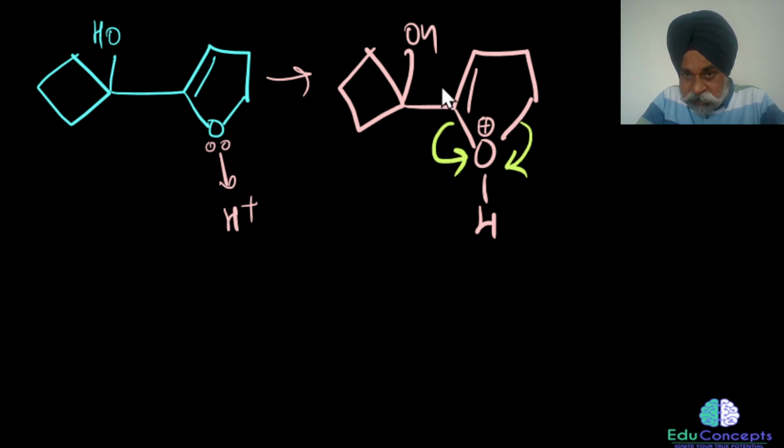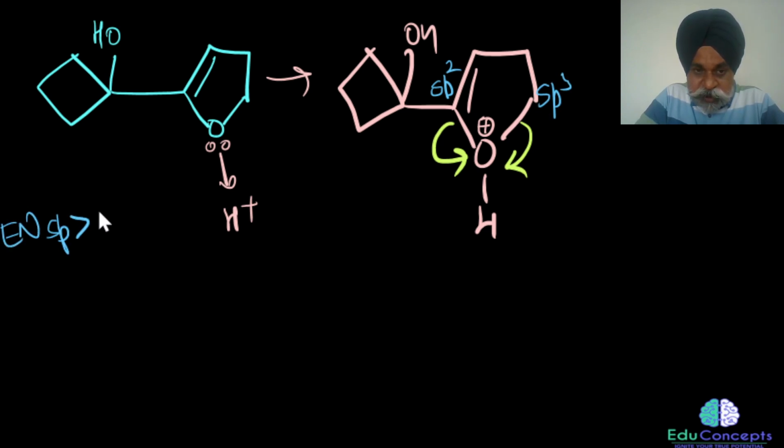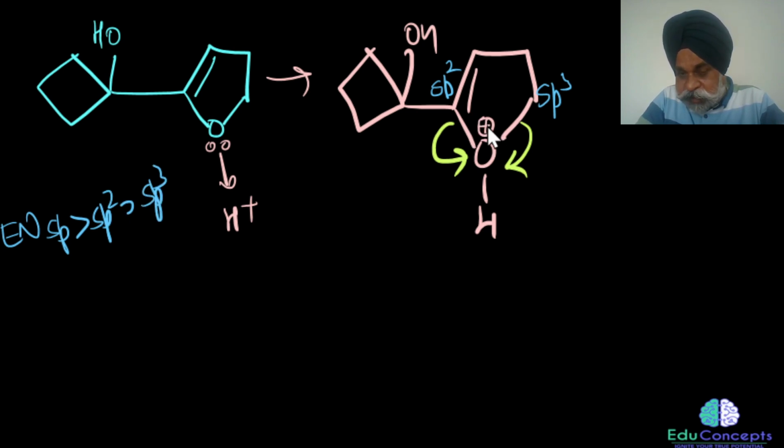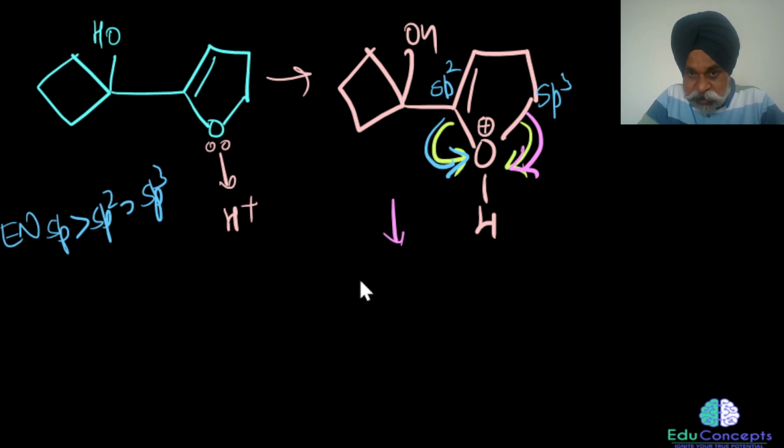But in doing so, you have to look into it. This is sp2, this is sp3, and we know that electronegativity of sp is greater than sp2, which is greater than sp3. So once there is a positive charge, if I would open it from this side, the carbocation I am going to get would have less stability as compared to the one on the sp3 carbon. So I would want to do the opening this way. If I do it this way, what I would get here is something like this.